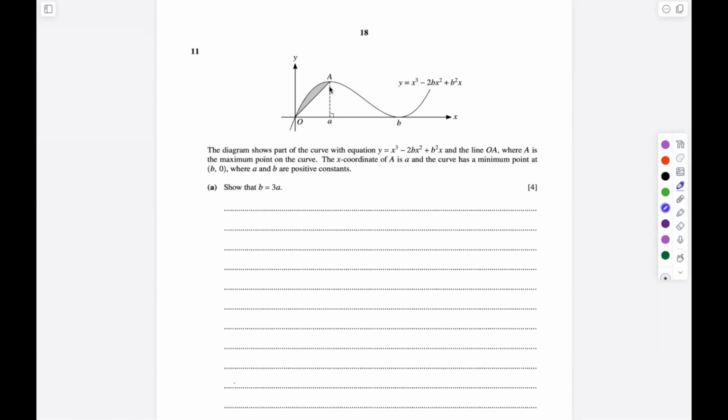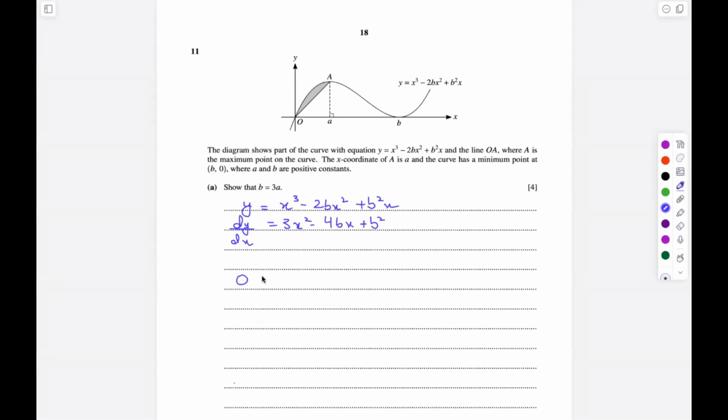Now, as A is the maximum point on the curve, we know that dy/dx at this point will be 0. So the equation is y equals x cubed minus 2bx squared plus b squared x. First finding dy/dx, it will be equal to 3x squared minus 4bx plus b squared, as the derivative of x is 1, so it will only be b squared.